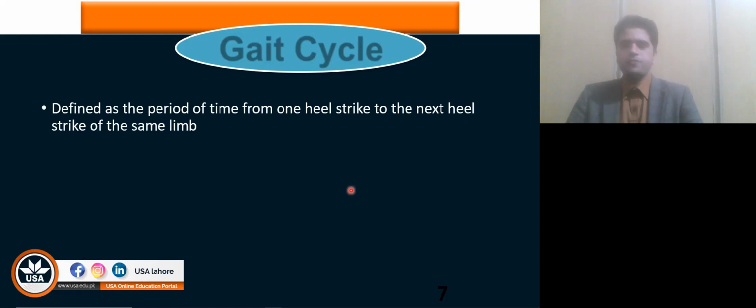When the contralateral foot is in contact with the ground, an intermediate period of single limb support occurs, when the contralateral limb is engaged in swing phase. Then that means there is a double support phase, and then there is a single limb support phase where only one limb is on the ground and the other limb is undergoing the swing phase.